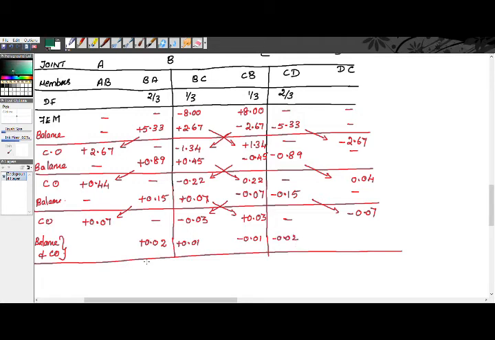Now, when we carry over to the ends, half of this will be carried to end A. So, it is plus 0.01 and half of this will be carried to end D. So, it is minus 0.01. Now, we will find the final end moments. So, final moments.